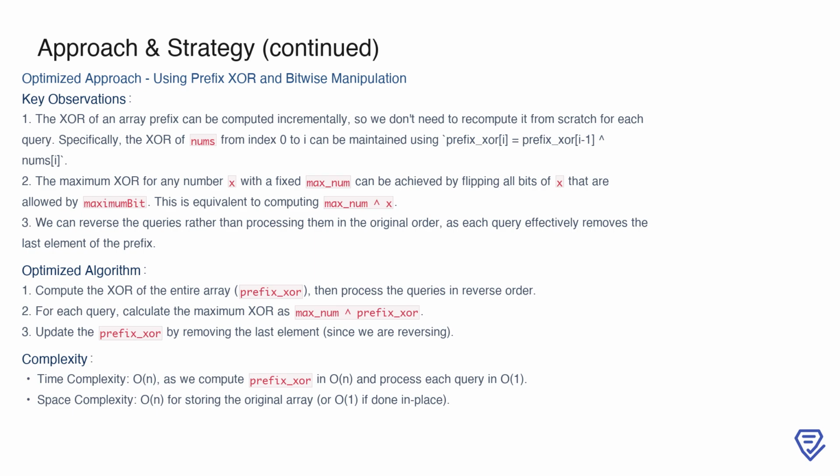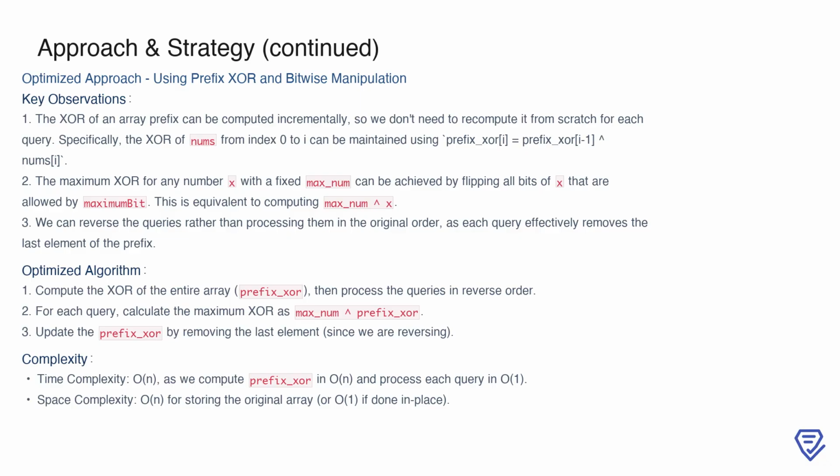The first key insight is that the XOR of an array prefix can be computed incrementally, which eliminates the need to recalculate it from scratch for each query. For example, we can maintain the prefix XOR such that the XOR of elements from index 0 to I is updated as the XOR of the previous prefix and the current number.